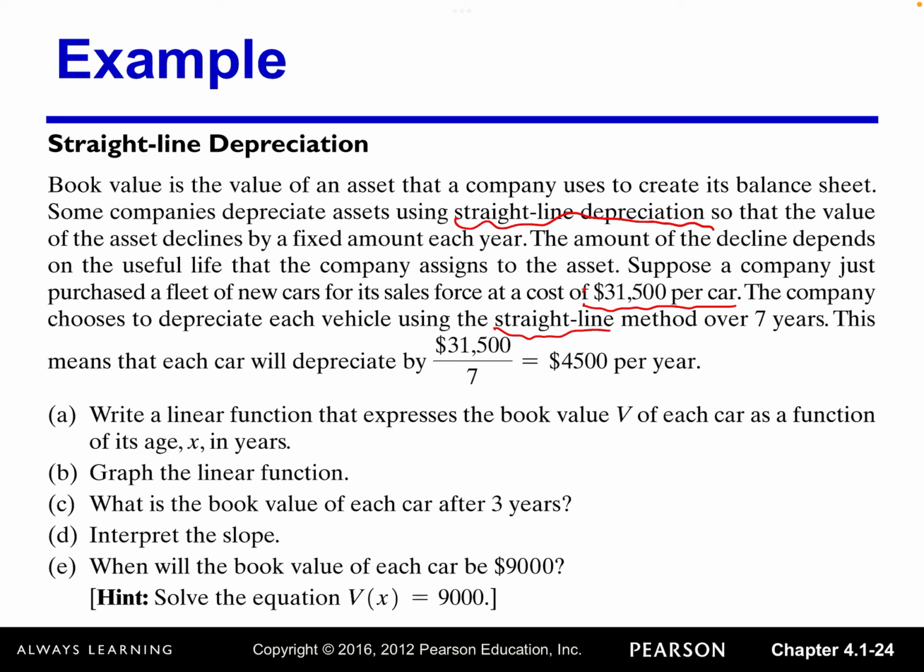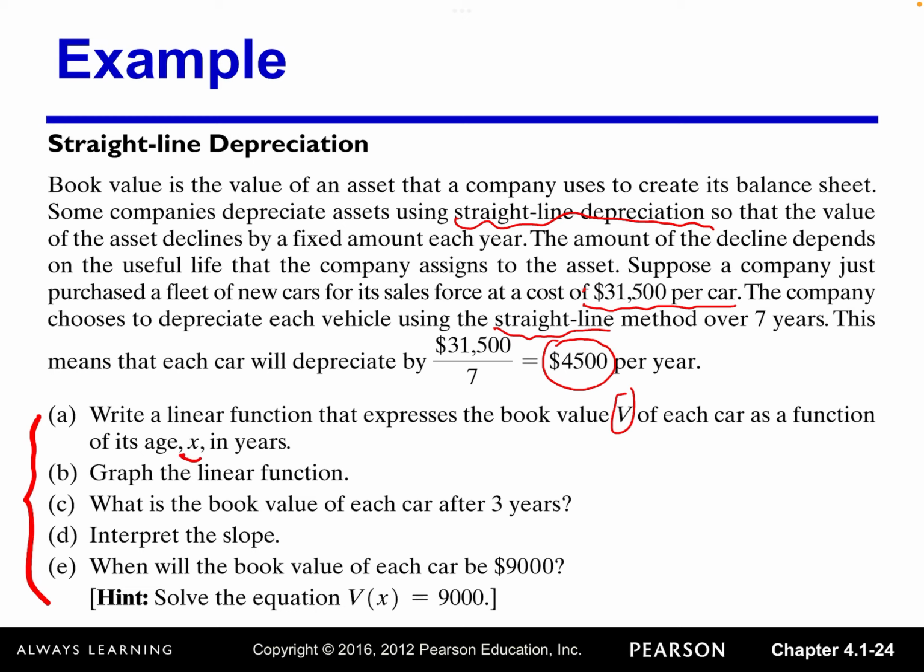This means that each car will depreciate by $4,500 per year. All right, that's the verbal description of this scenario, and then it asks you to answer the following questions. First, write a linear function that expresses the book value V of each car as a function of its age, which is the independent variable x in years. Okay, let's do part A first, and then we look at the others.